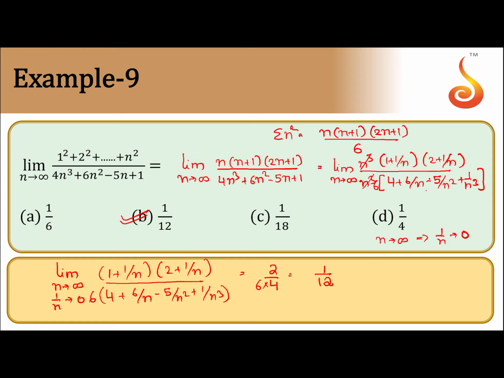So the remaining 6 by n will become 0, 5 by n square will become 0, 1 by n cube will become 0. So what is left over is 2 in the numerator and 4 into 6, 24 in the denominator. Finally we get 1 by 12.